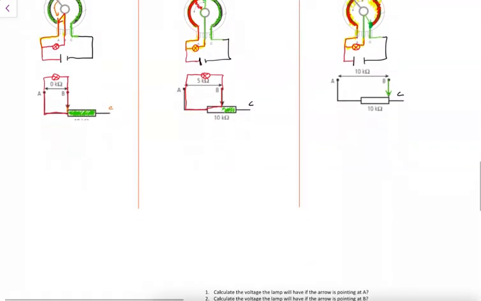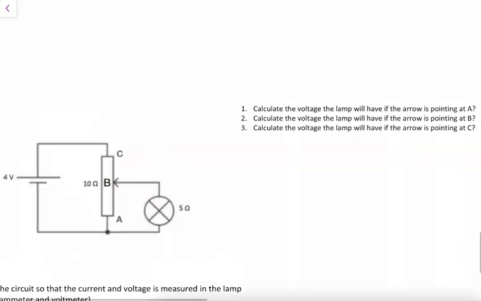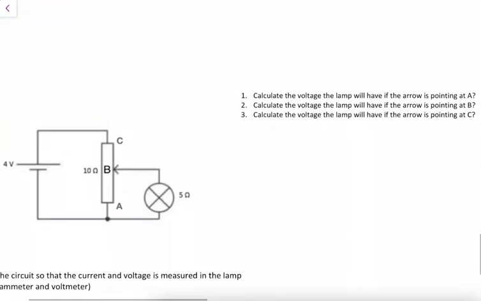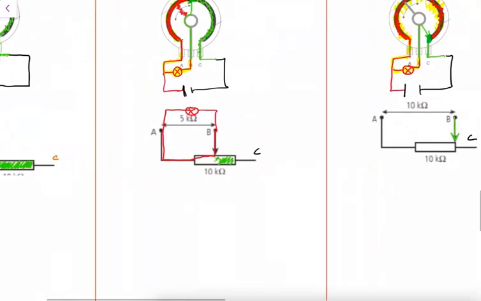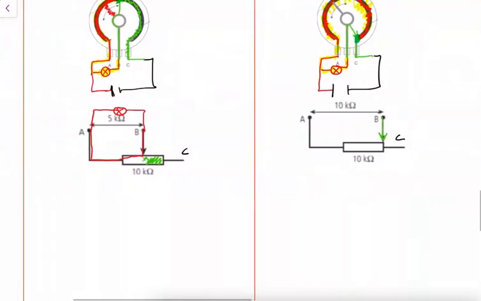So now let's apply this understanding to practice. We have a potentiometer and a lamp connected to a 4-volt battery. The potentiometer has a maximum resistance of 10 ohms. We want to imagine that the arrow is turned all the way counterclockwise to where it's connected to point A, as we've seen above. We also want to calculate the voltage when it's connected at B, and then at C. So how much voltage can be applied to the lamp when all of the resistance is in series, half in series, none in series.